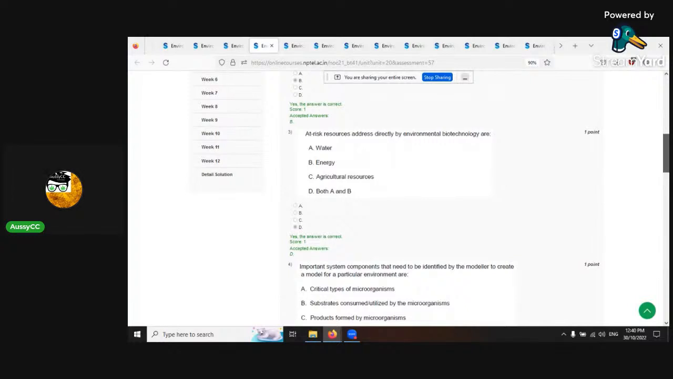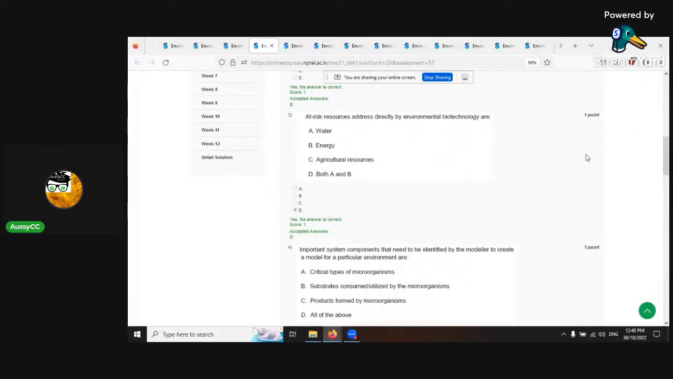Important system components that need to be identified by a modeler to create a model for a particular environment are... It's got to be all of the above. They're all pretty important.